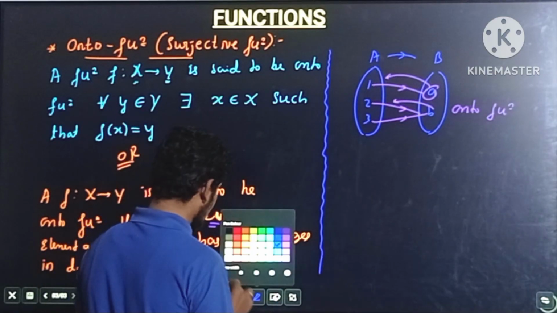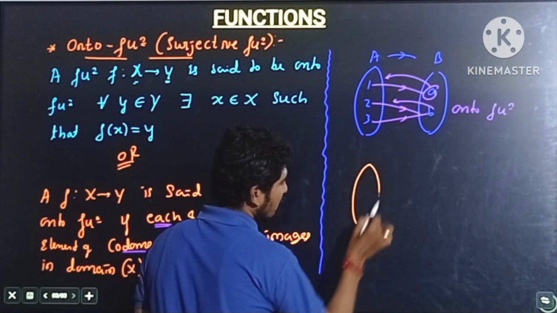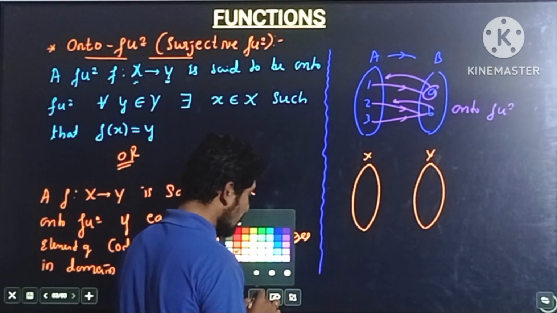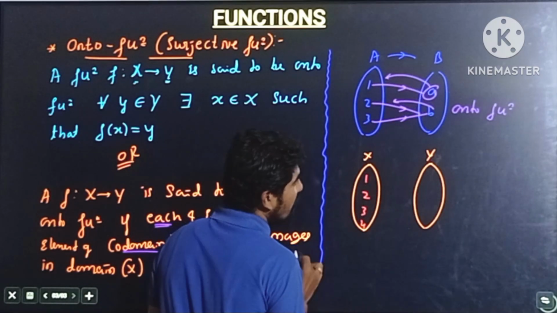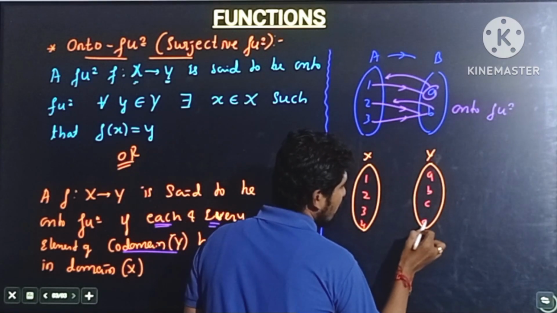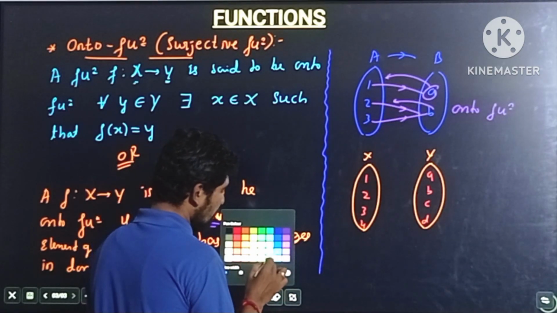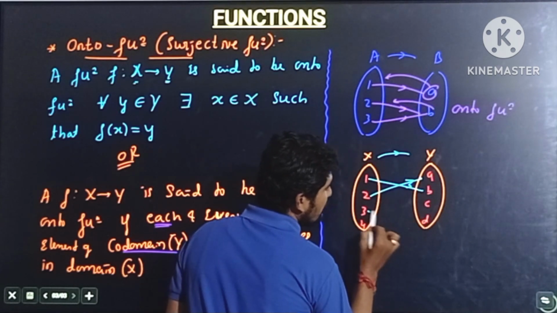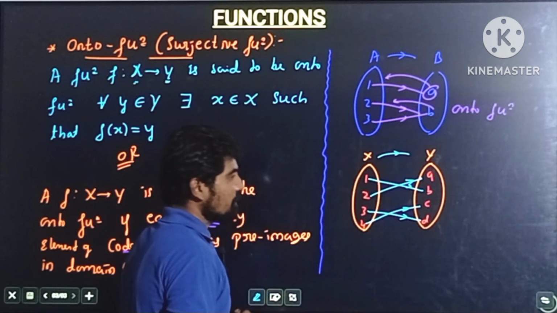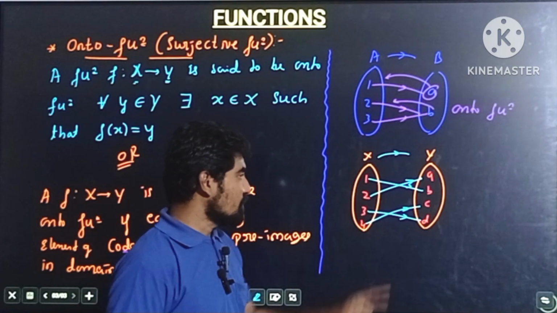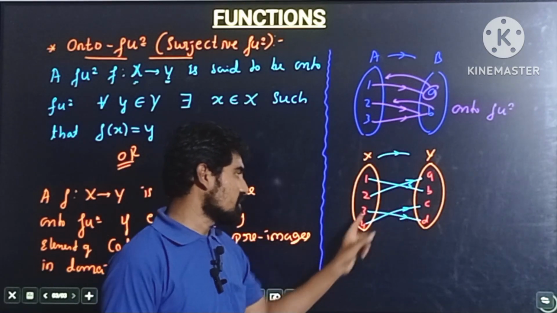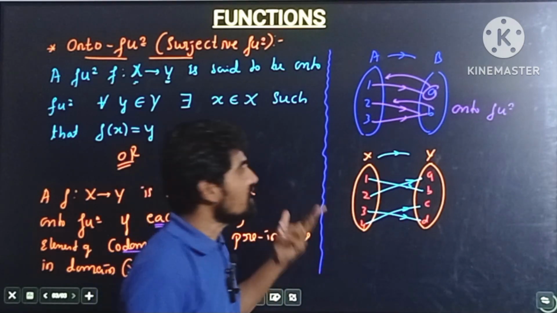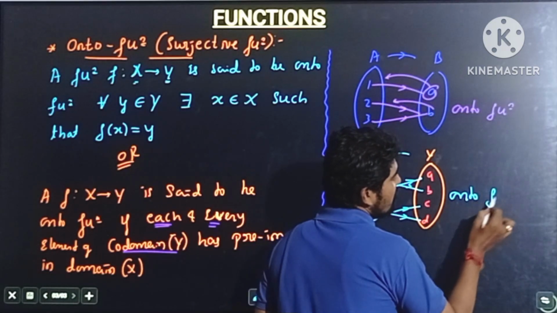Let us consider one more example here. Let's suppose this is the first set X and this one is the second set Y. Suppose the first set consists of the elements 1, 2, 3 and 4 and the second set a, b, c and d, and this function is defined from X to Y. 1 has the image b, 2 has the image a, 3 has the image d and 4 has the image c. Is this function an onto function? Observe here, a has a pre-image, b has a pre-image, c has a pre-image, d has a pre-image. So every element of the codomain set has pre-images in the domain set. It means this is also an onto function.